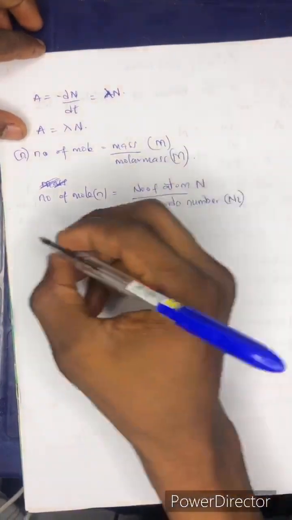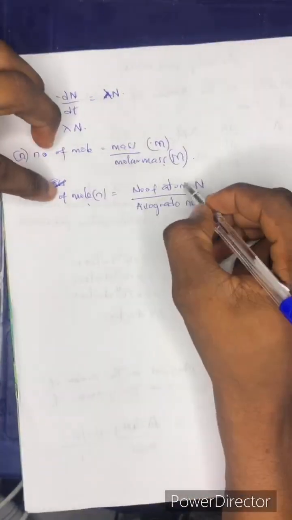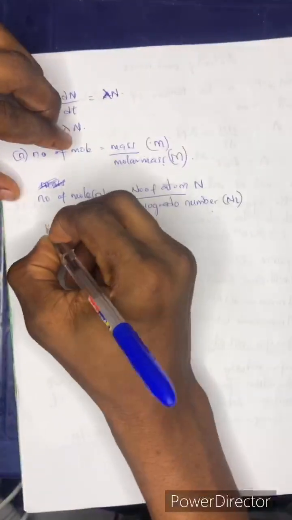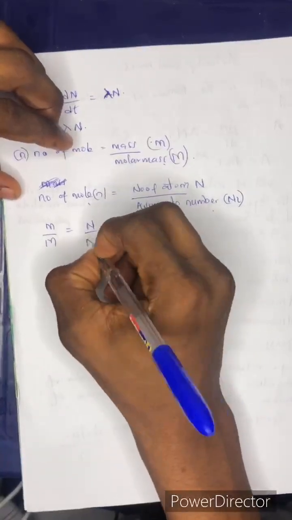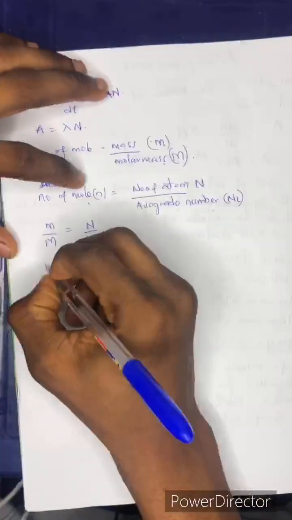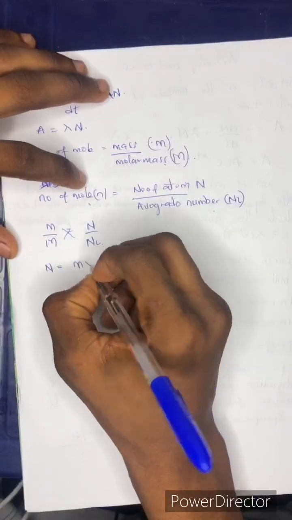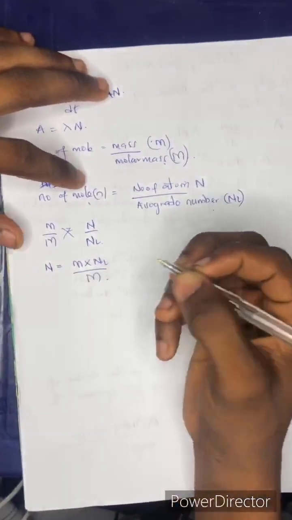Now, if number of moles equals mass over molar mass, and number of moles is also equal to number of atoms over Avogadro's constant, we can just say this equals this. So mass over molar mass is equal to number of atoms over Avogadro's constant. Now let's make number of atoms the subject of the formula. Cross multiplying, number of atoms will be equal to mass times Avogadro's constant over molar mass.